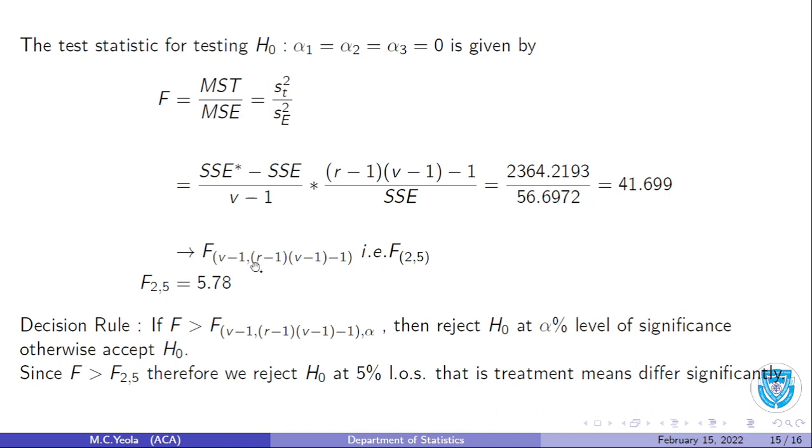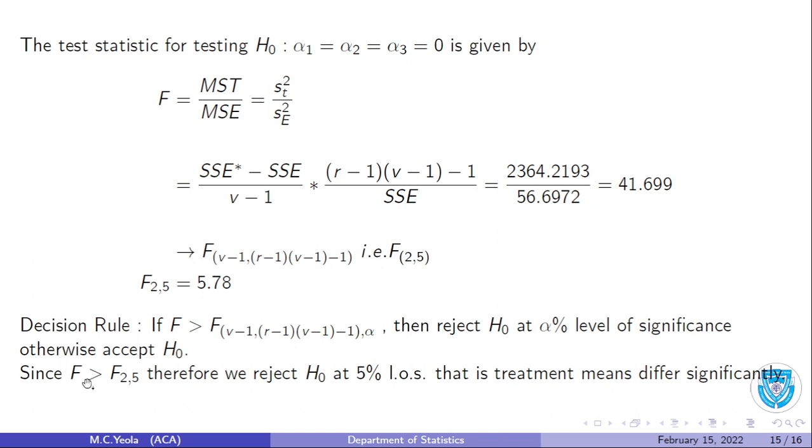And the statistic follows F with V minus 1 treatment degrees of freedom and the error degrees of freedom, that is the adjusted error degrees of freedom here, R minus 1, V minus 1, minus 1. So I have taken it here correctly. In the previous case I forgot to take 5 here. So F25, that is 5.78, and we have this decision rule. If F calculated is greater than the table value F with V minus 1, R minus 1, V minus 1, minus 1 at alpha, then reject H naught at alpha percent level of significance, otherwise we accept H naught.